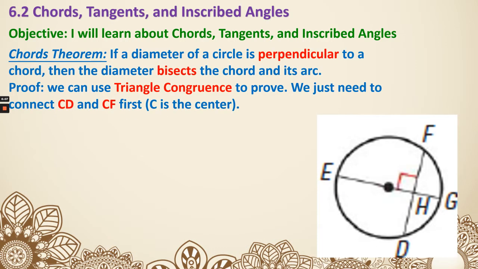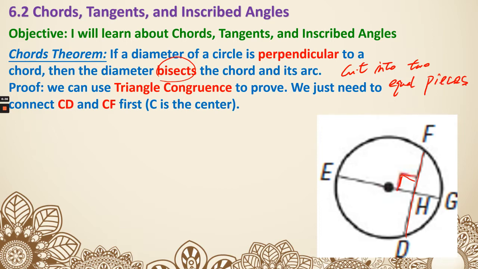Moving on, we have some more. Chord's theorem. If a diameter of a circle is perpendicular to a chord, as you can see here, this is the diameter, and just a random chord, then the diameter bisects the chord and its arc. Bisect means cut into two equal pieces.